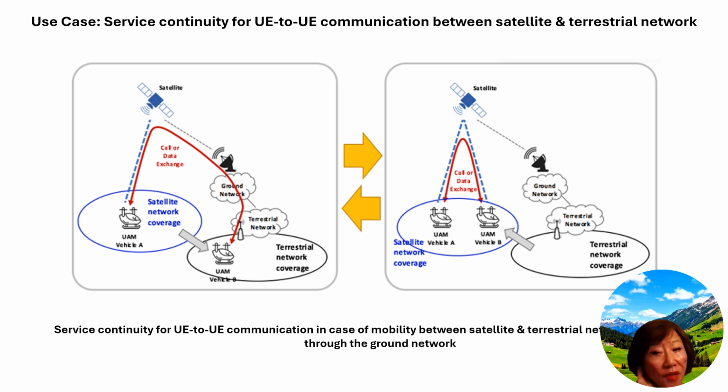The UAVs can utilize either satellite or terrestrial networks based on availability and precision. So this is, again, providing flexibility in network access.